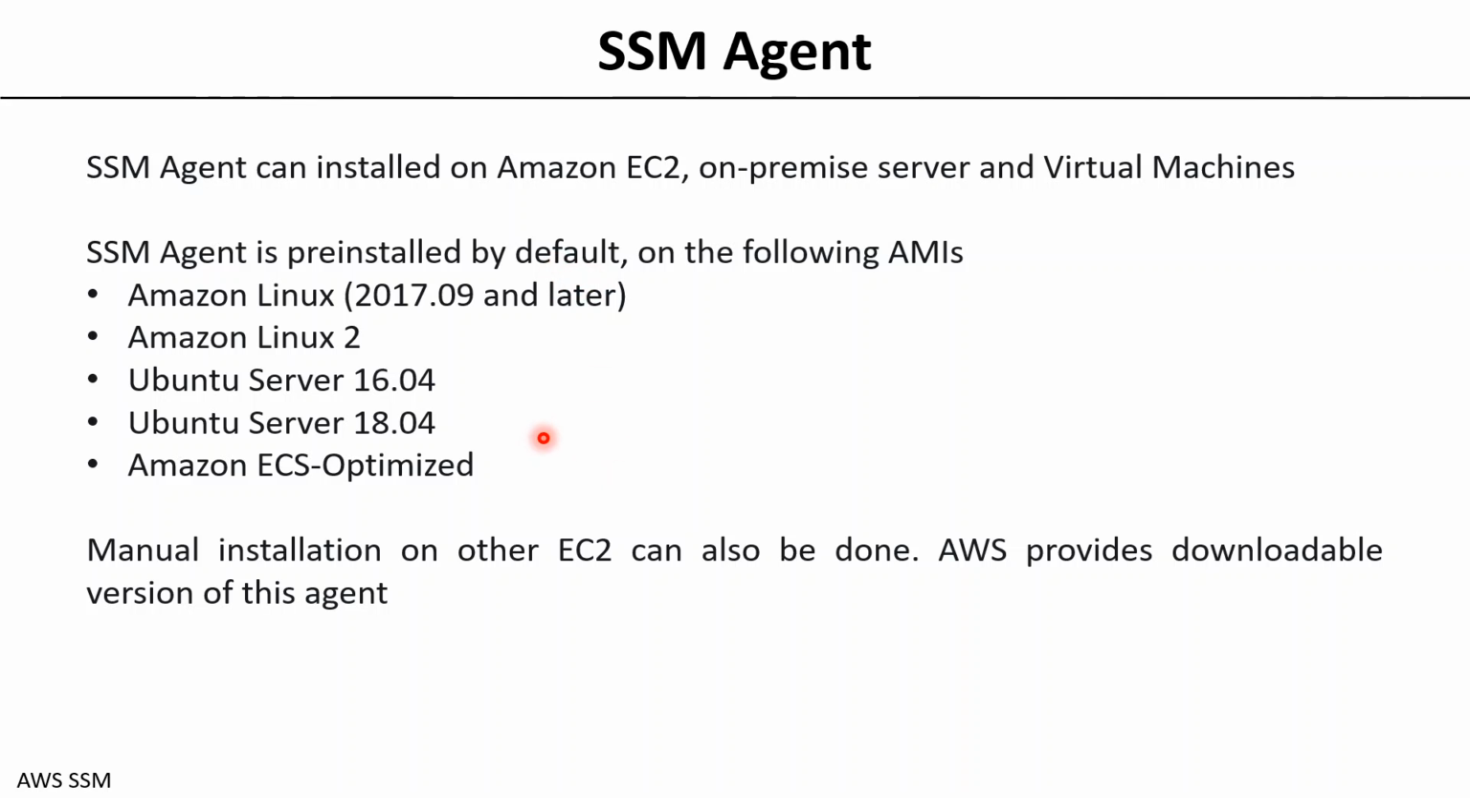We will launch a server, log in, and see how this SSM agent looks and whether it is really installed or not. You can also do a manual installation of the SSM agent on other EC2s. For example, you launch any other service, or maybe it is a custom AMI where you do not have an SSM agent, you still have the possibility of having it installed manually.